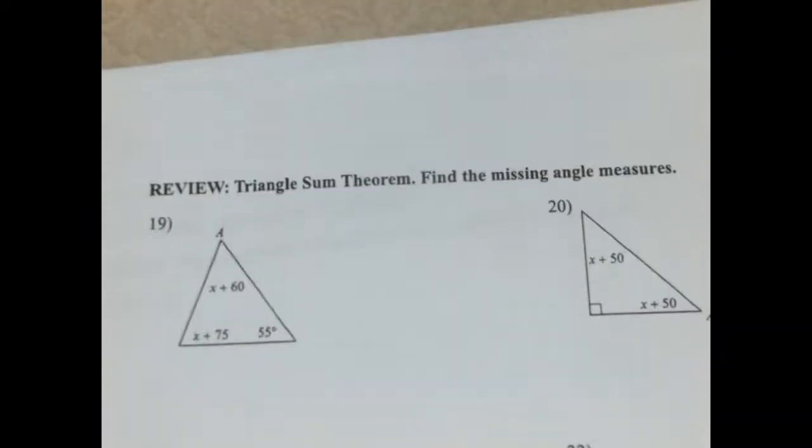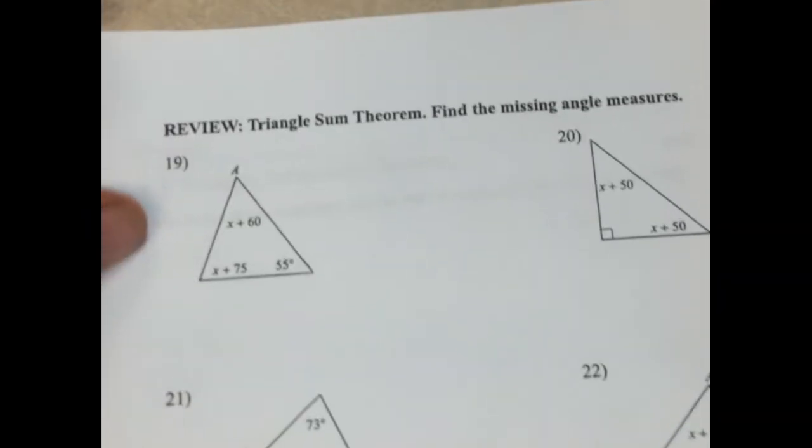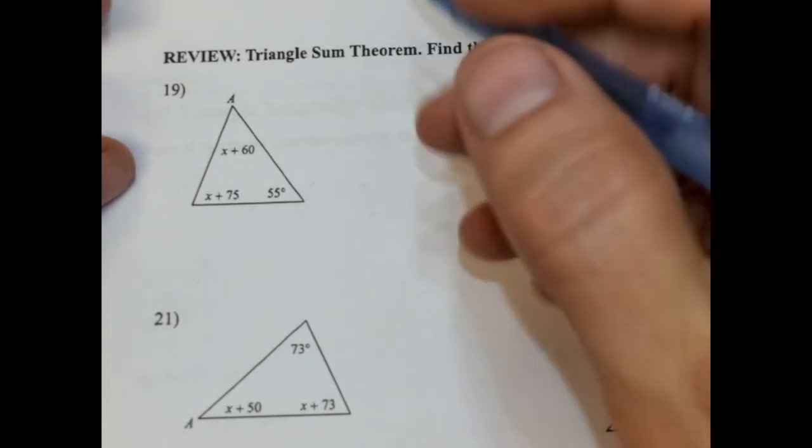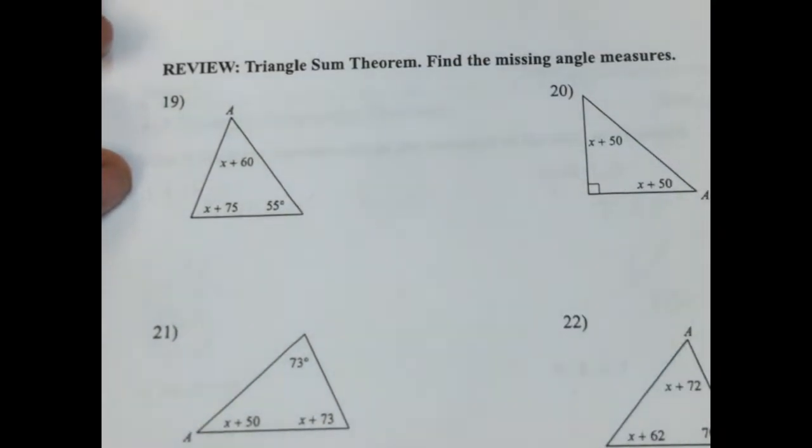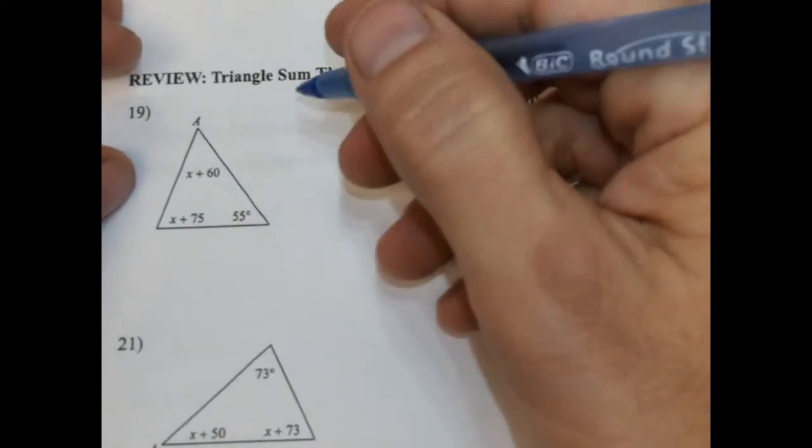Okay, last page rather. Triangle sum theorem. Find the missing angle measures. This is a review from 4.1. We need to find angle A, it looks like. We know all three of these have to add up to 180 degrees.